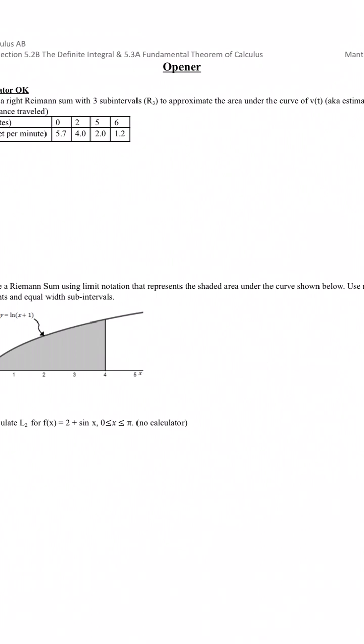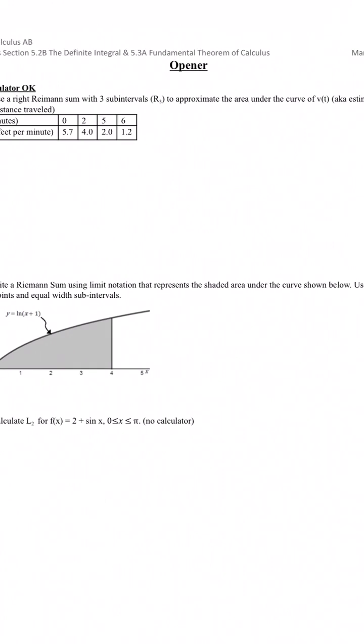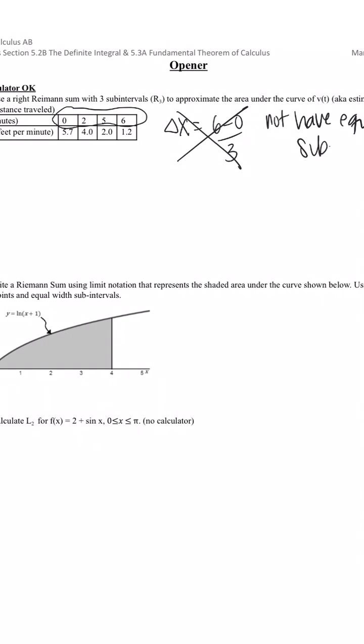Okay, so we're using a right Riemann sum with 3 subintervals to approximate the area. The first thing that I notice is that my time intervals are not consistent. So even though I'm going from 0 to 6 with 3 subintervals, I can't take 6 minus 0 divided by 3. That's a big no. We do not have equal subintervals.